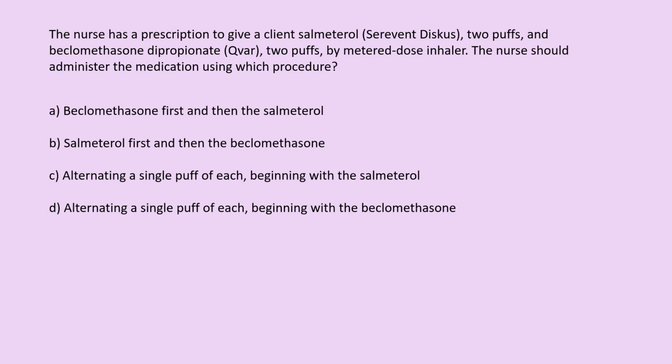The nurse has a prescription to give a client salmeterol, Serevent Diskus, 2 puffs, and beclomethasone dipropionate, QVAR, 2 puffs, by metered dose inhaler. The nurse should administer the medication using which procedure? A. Beclomethasone first and then the salmeterol. B. Salmeterol first and then the beclomethasone. C. Alternating a single puff of each, beginning with the salmeterol. D. Alternating a single puff of each, beginning with the beclomethasone.